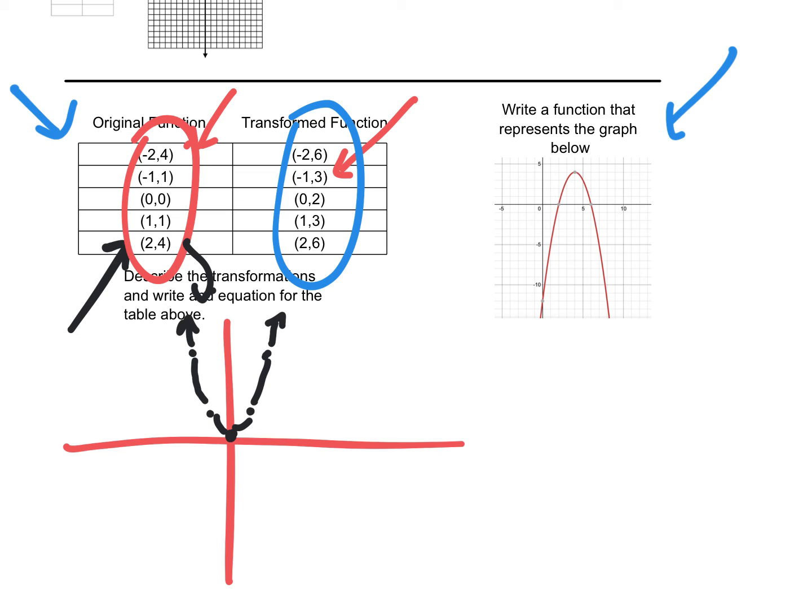Okay, now I'm going to do the new one in blue. And that's -2, 6. It's a little higher than it was before. -1, 3. Oh, I see what's going on. 0, 2, 1, 3. Do you see what's going on yet?